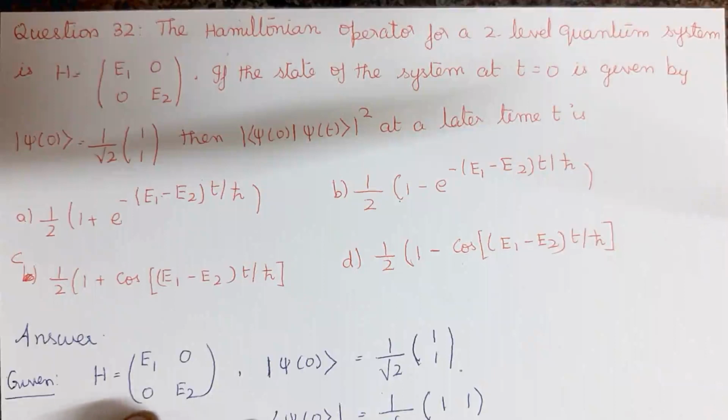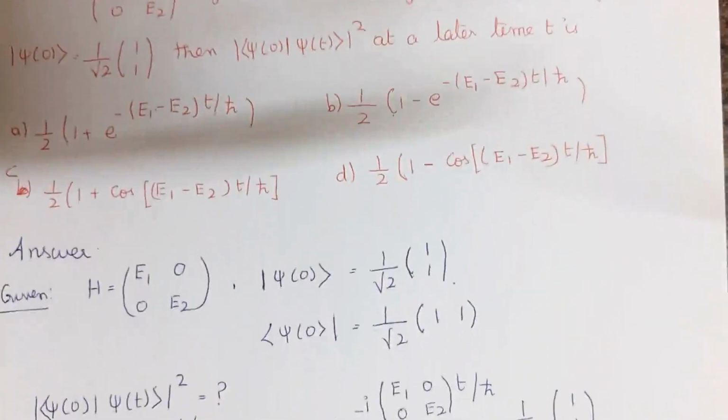Question: the Hamiltonian operator for a two-level quantum system is H equal to the matrix E1 0 0 E2. If the state of the system at t equal to 0 is given by psi of 0 equal to 1 divided by root 2 times (1, 1), then the quantity |<psi(0)|psi(t)>| squared at a later time t is. They have given 4 options.